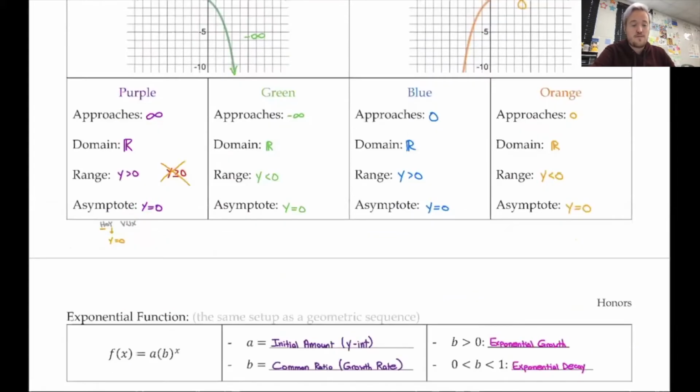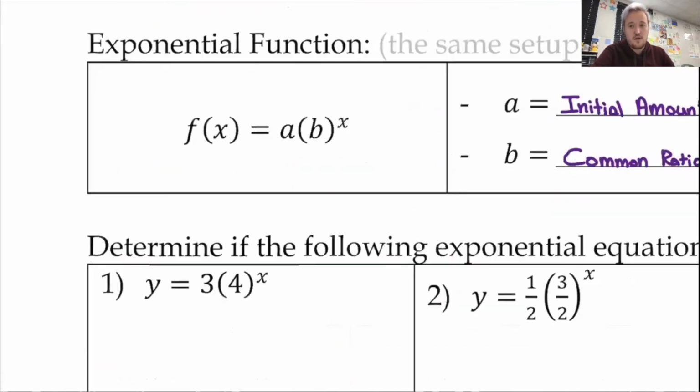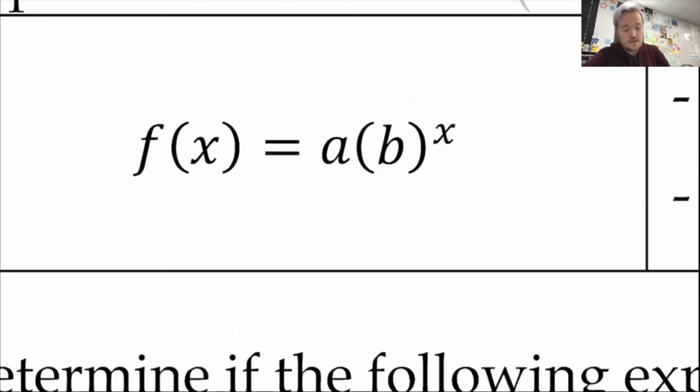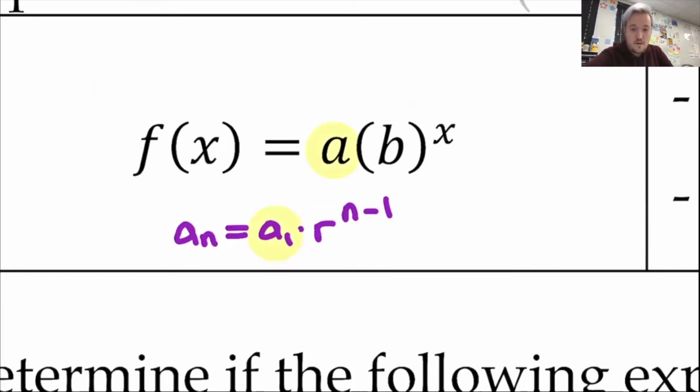All right, so moving on. So we're looking at the exponential function equation. So it's very similar to a geometric sequence setup, or at least the explicit form. So just for a frame of reference, right below it, I'm going to write the explicit form for a geometric sequence, just so you guys can kind of see how they're the same and how they're different. So your first term is the first value. And then your common ratio is your b value.